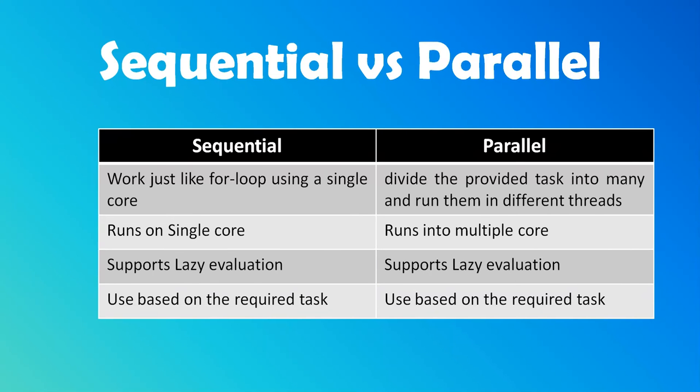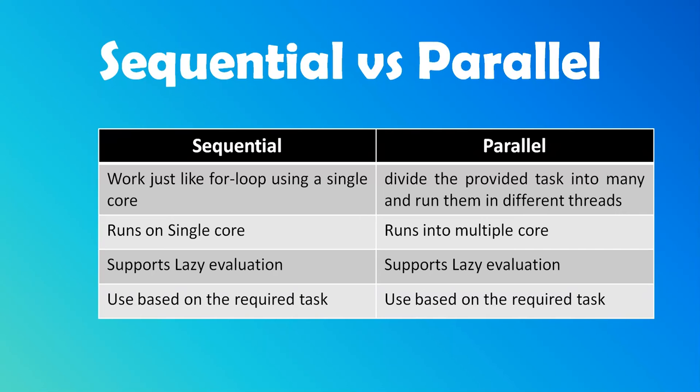Sequential is just like a for loop. For example, if you have 10 numbers, it will process one by one, like 1, 2, 3, 4, 5, and up to 10. It will not skip from one to another. But in the case of parallel, each and every element will be taken care of in different threads. Those are based on how many processors are available in your particular machine.